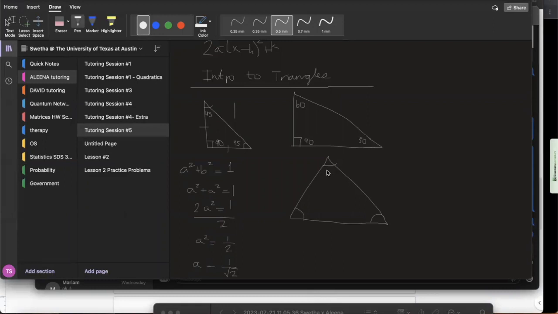Yes. So this would be 60 degrees. This would also be 60. And this would also be 60. So what would happen if we were to split this triangle?